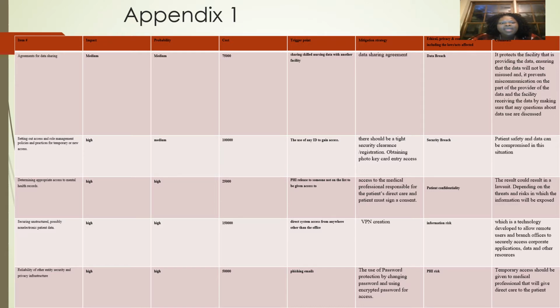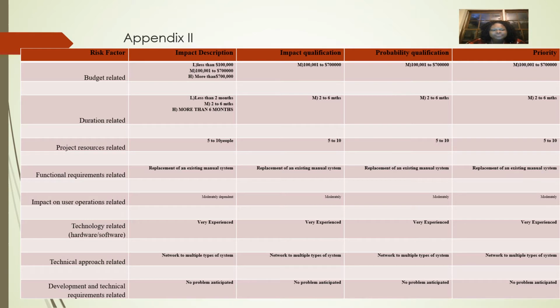Then my second one was the risk factor, the impact description, the impact qualification, the probability, the qualification, and then the priority. So it basically discussed the budget related, the duration, the projection, the functionality requirements, the impacts for the user, operation, technology, technical development, and technical requirements that are related to the scenario.